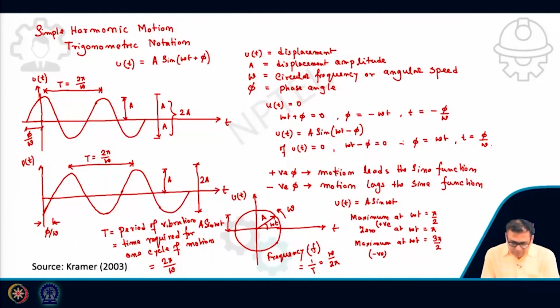So that means the time period is the time required for one cycle of motion, that is called the period of vibration, and the number of cycles that occur in a particular period of time is called the frequency. Clear? So I have given the basic idea of this by considering a simple harmonic motion.